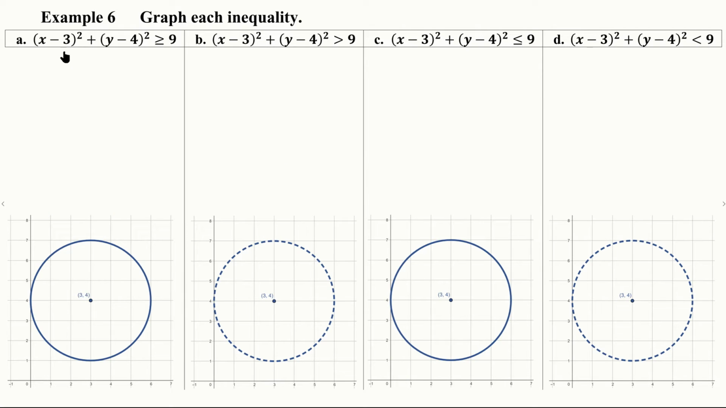All right, here, as you know, we are looking at boundary graphs that are circles, because the boundary graph will just be the quantity x minus 3 squared plus the quantity y minus 4 squared equals 9, right? So we know that this is a circle with center at 3, 4, and radius 3, right? So there it is. Center at 3, 4, and radius is 1, 2, 3, right, in all directions.